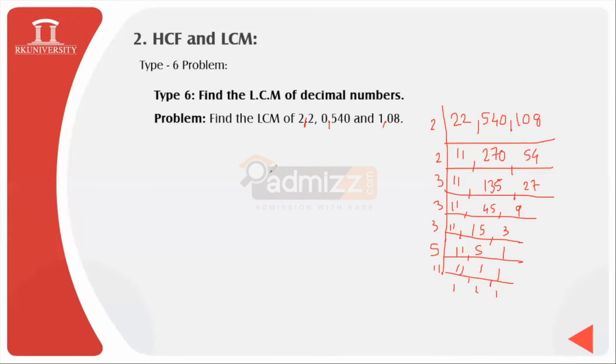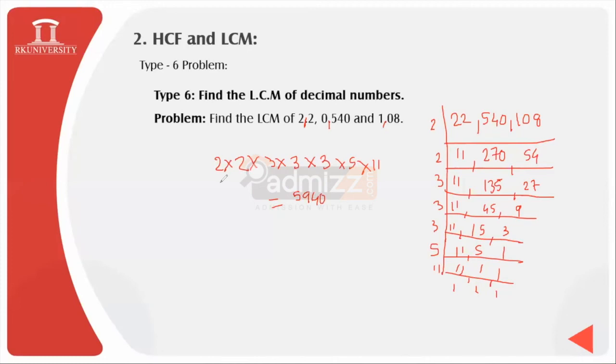Okay, so now we need to do the multiplication of 2 into 2 into 3 into 3 into 3 into 5 into 11. So what is the multiplication value? Yes, very good. It is 5940.